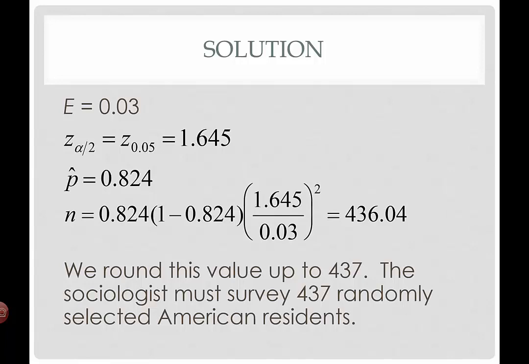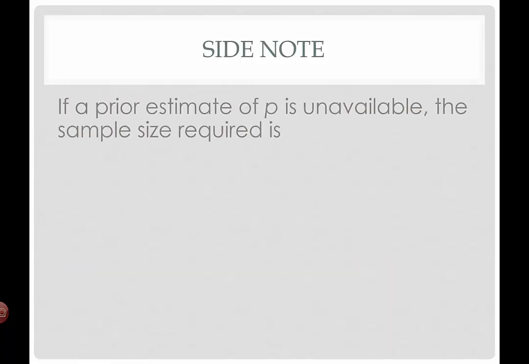Keep in mind that if we don't have a prior estimate of p, then we are just going to use 0.25 instead of p hat times 1 minus p hat in the formula. So if we don't have a prior estimate, if we don't have a p hat, then you need to use 0.25 in the beginning part of that formula.